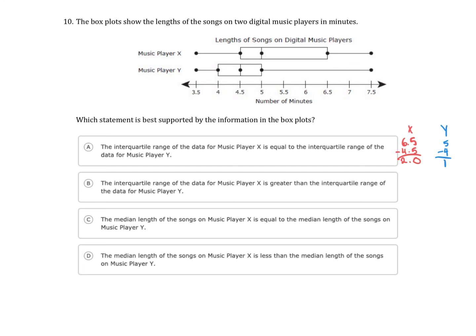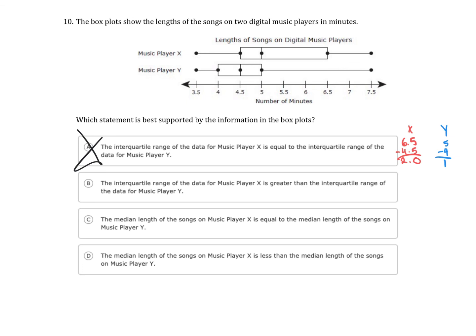So since they are not equal, answer choice A is not our answer. Now let's look at B. B says the IQR range of the data for music player X is greater than the IQR of music player Y. Well, we just did that in the last problem, and X was greater, so B is a pretty good option. But let's check the others just to make sure.